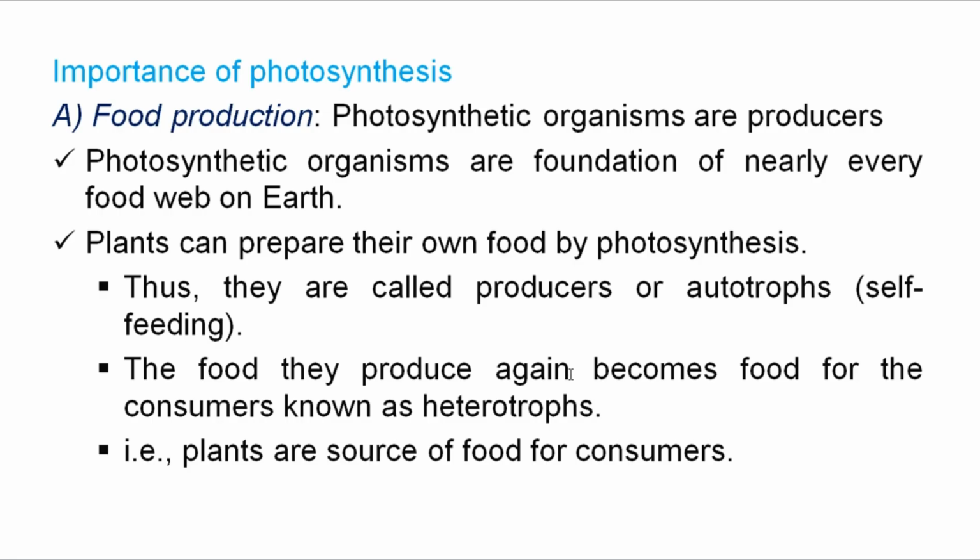We human beings and other animals are what? Consumers. We eat plants and we eat other organisms because we are consumers. We are not producers. Animals are not producers. Humans are not producers. Rather, photosynthetic organisms are producers because they can manufacture their own food using the process of photosynthesis. They are producers, they are autotrophs. Other organisms are consumers because they eat food manufactured by producers. That is, plants are sources of food for consumers.